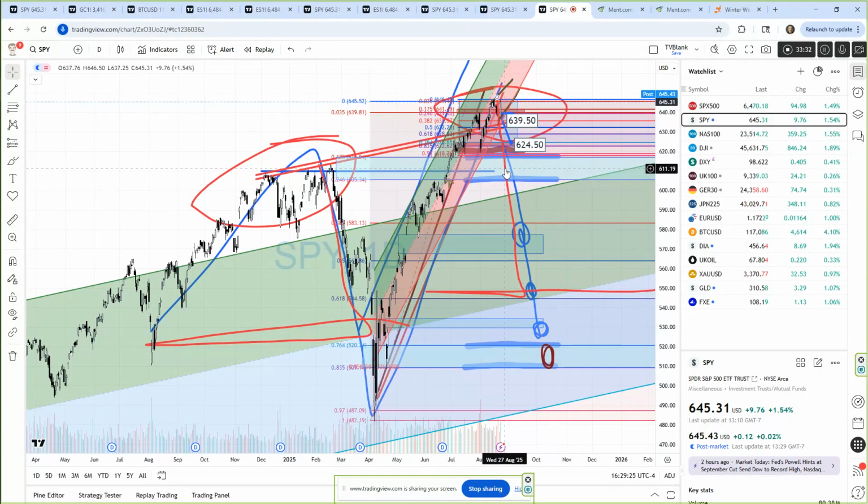I'm not saying we are. I'm not telling you to short. I'm telling you that if we get down below this 620 level, then we could be moving dramatically downward.